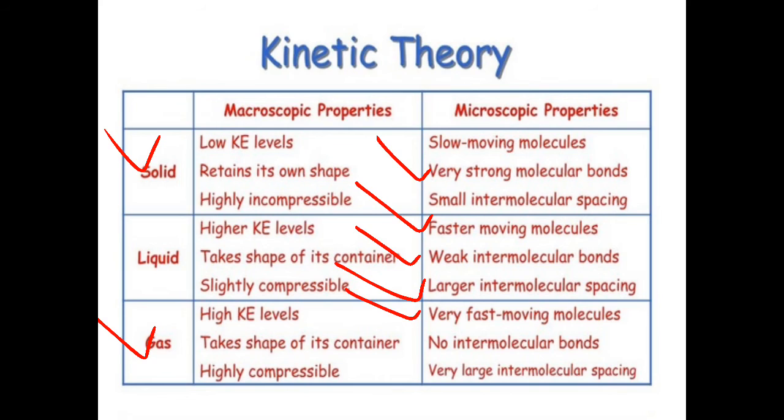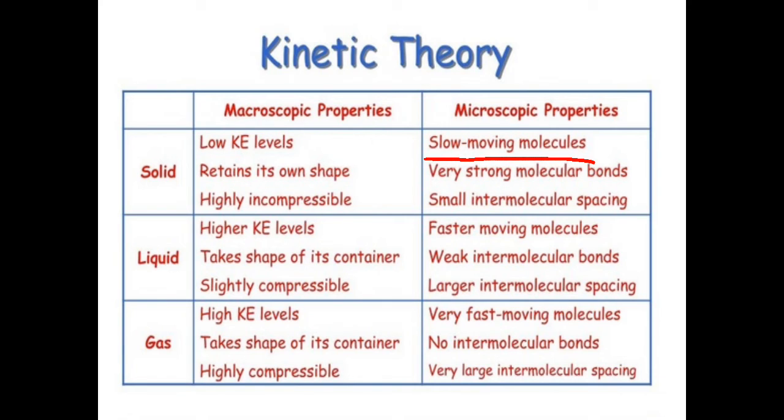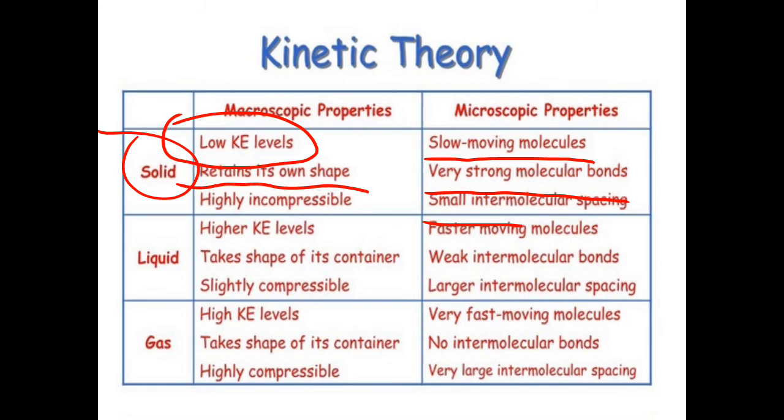Now one more thing which can be studied or summarized from this table. It will be very helpful in predicting the properties of these physical states. When I see the particles of a solid are very slowly moving, it means they have very low kinetic energy levels. And when I see the very strong molecular bonds, it means it has a definite shape of its own. That's what the solids have. And when I see very small intermolecular spacing, solids are hardly compressible because there is no space between the particles.